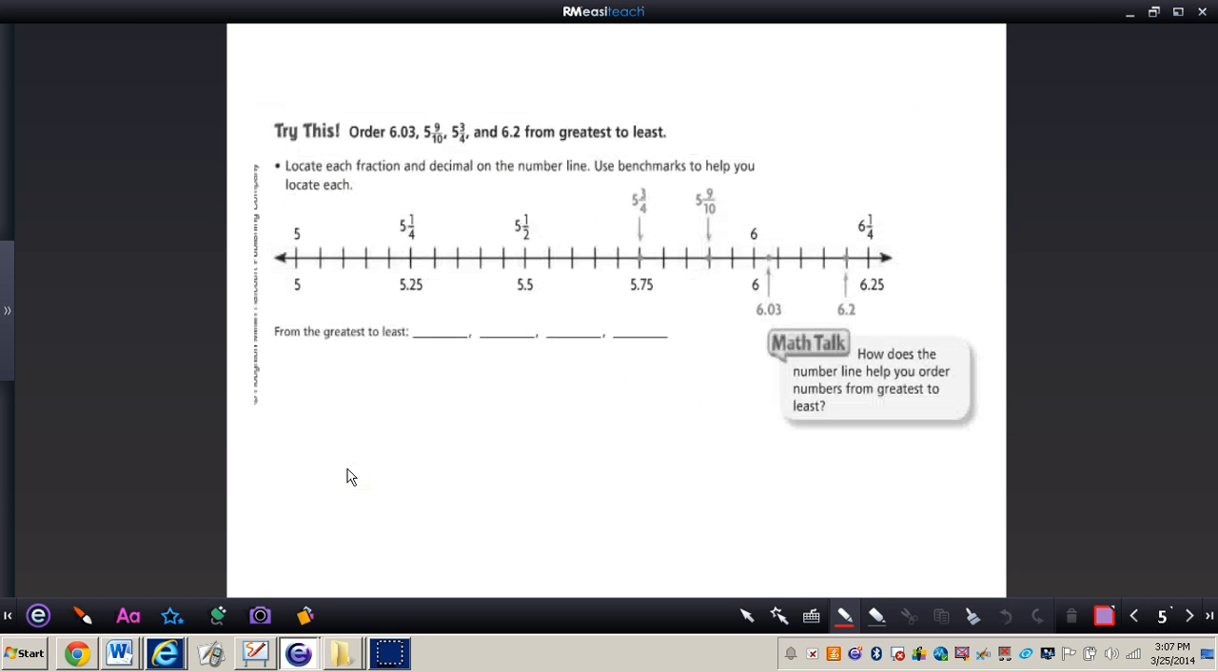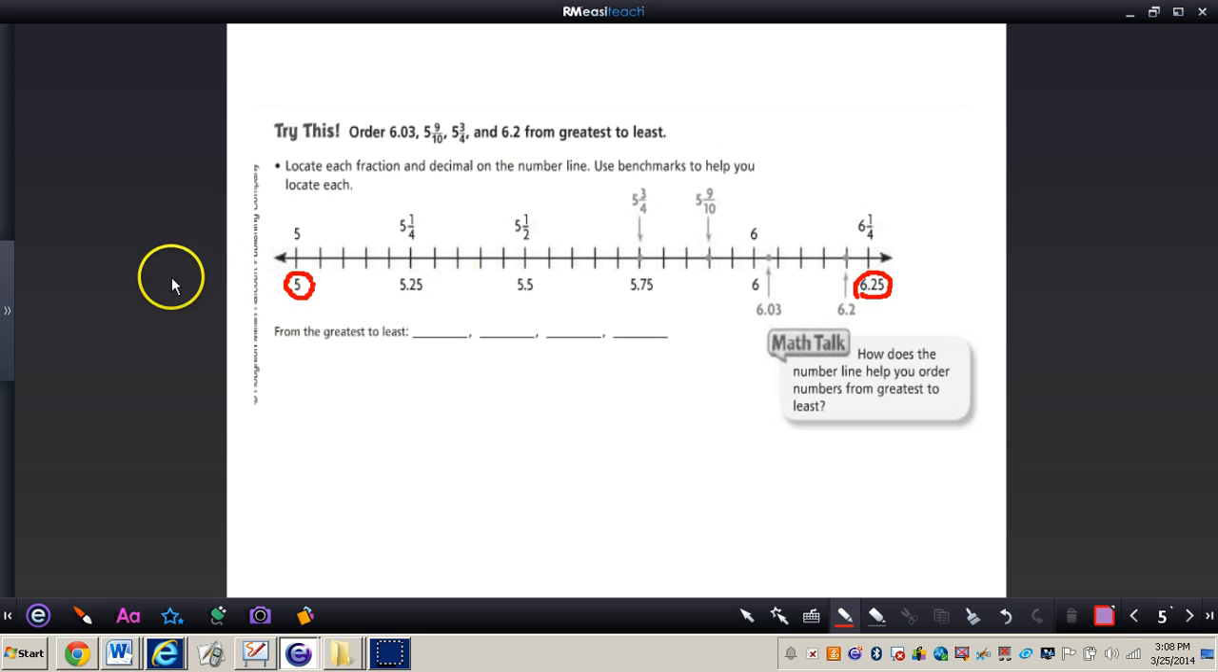Let's take a look at the bottom of page 247. It says, try this. We're ordering 6 and 3 hundredths, 5 and 9 tenths, 5 and 3/4, and 6 and 2 tenths from greatest to least. The first thing we need to understand is that this number line is set up from 5 all the way to 6 and 25 hundredths.